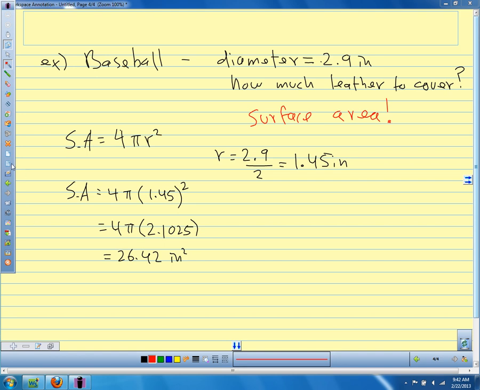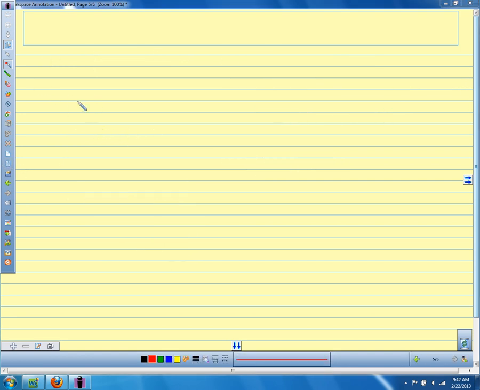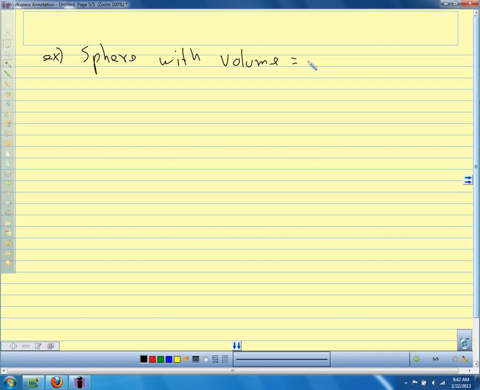All right, last example. We're going to do a backwards example. So we have a sphere where our volume is 1,000 meters cubed. We want to find the radius. So this is one where we already have the volume, so we need a different part of the formula. We're going to plug what we have into the formula, solve for what we don't have.